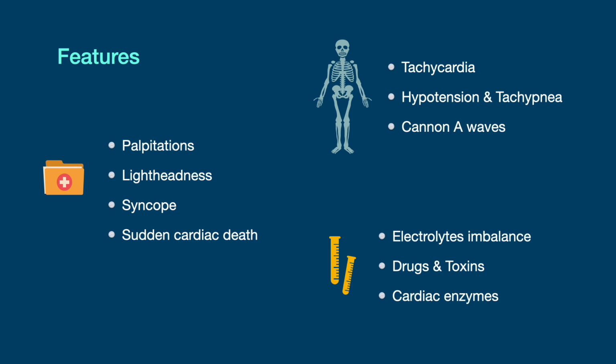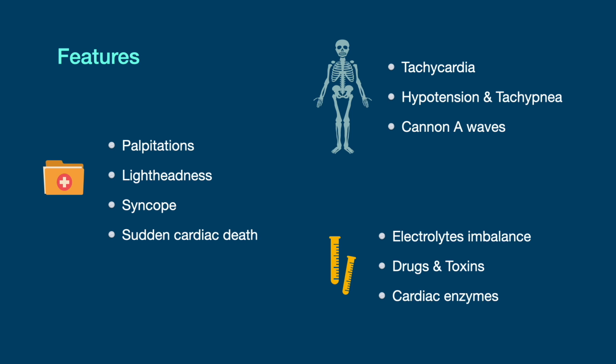On physical exams, patients with VT will show tachycardia, and due to the low cardiac output, they may also show hypotension and tachypnea. VT is also associated with cannon A waves, and in this condition, the atria and ventricles contract at the same time to produce a strong pressure wave against the mitral and tricuspid valves of the heart. The wave may be visible passing up the jugular vein.